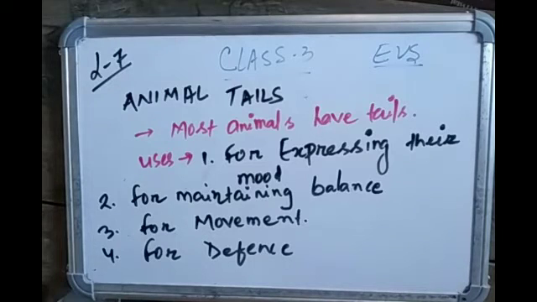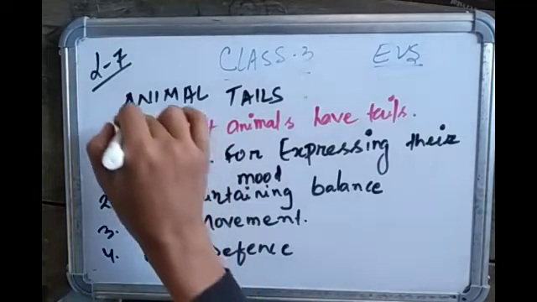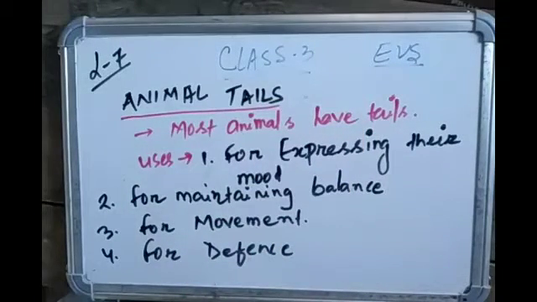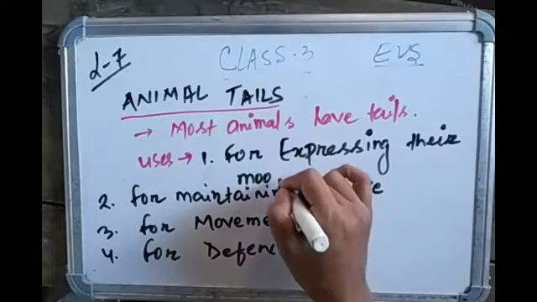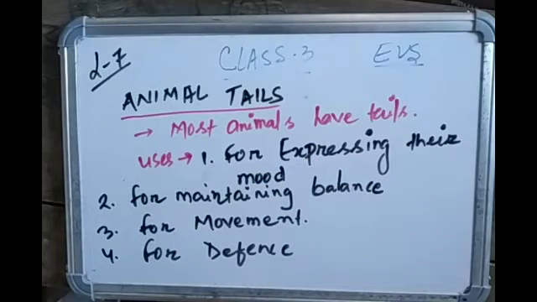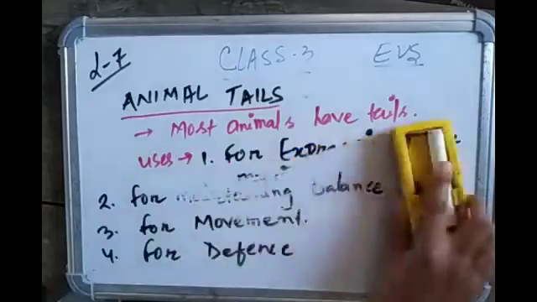So under the topic animal tails, most animals have tails. 4 types of uses are given in your textbook. Number 1 is for expressing their mood. The second is for maintaining balance. Third one is for movement, and the fourth one is for defense. So we will start with for expressing their mood, the first point, along with the example.